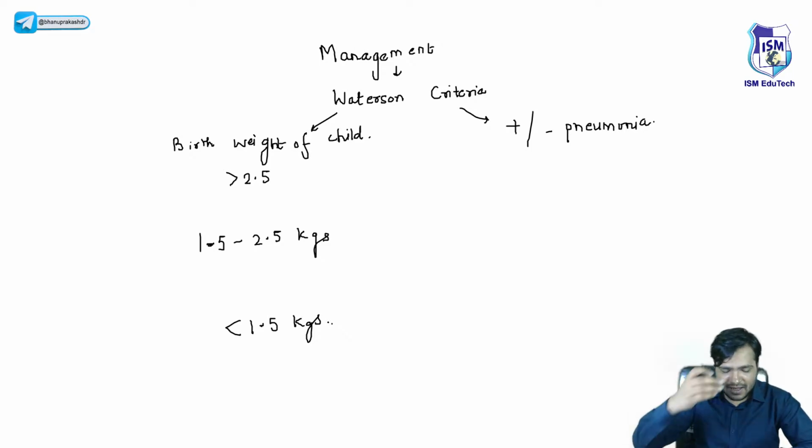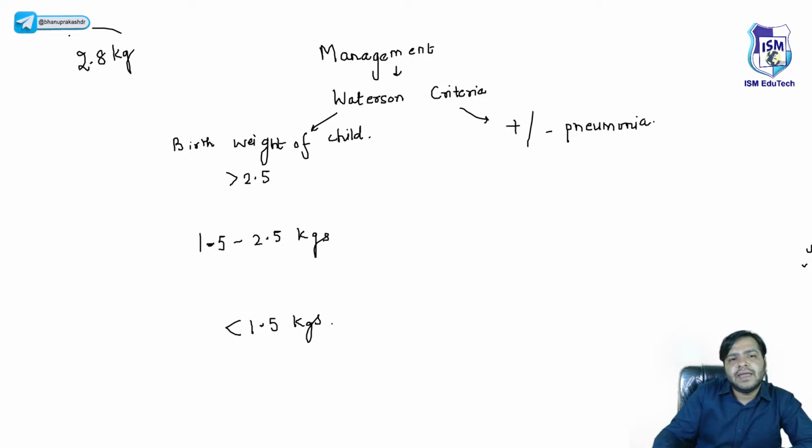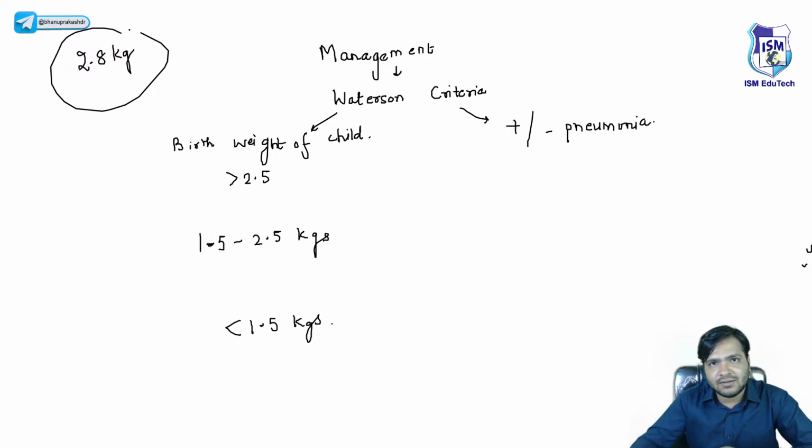The average birth weight is 2.8 kgs. We have to be very particular about the numbers over here. So it is 2.8 kgs, the average birth weight of a newborn is approximately 2.8 kgs. You have to be very clear. You can say the range is 2.5 to 4, but if I ask you for a single number it is 2.8 kgs, right?